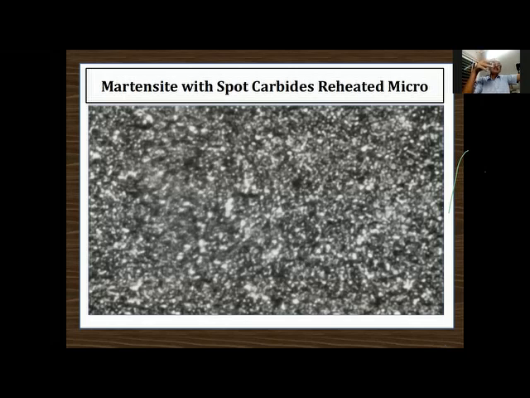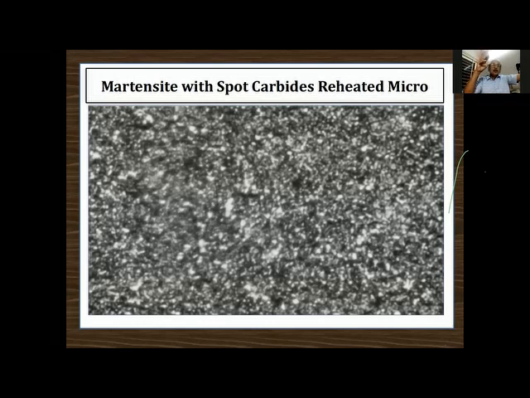But this has a tendency to retain austenite if carbon control during carburizing is not okay. So we have to be very careful in this case to have the carbon control absolutely good.